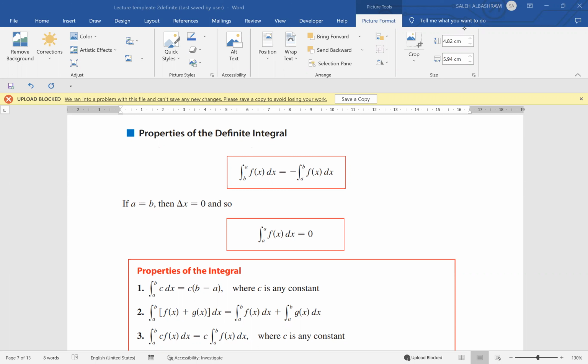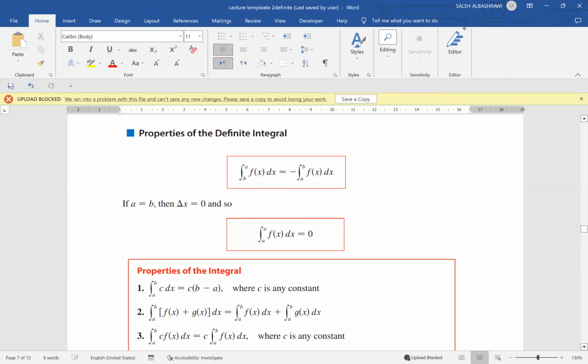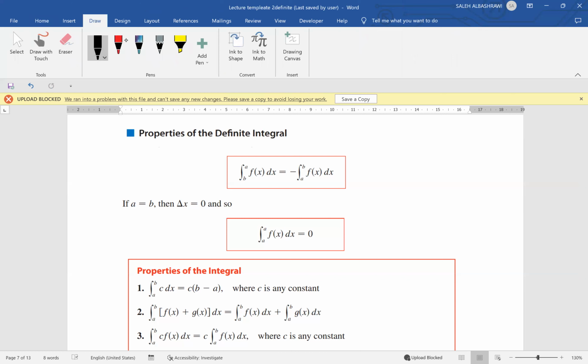Using the properties for the definite integral, the first one says the definite integral from b to a of f of x dx equals minus the integration from a to b of f of x. If we reverse the order of the limits from a to b and b to a, then we have to multiply the integration by negative. So the integral from a to b of f of x equals minus the integration from b to a. This is the first one.